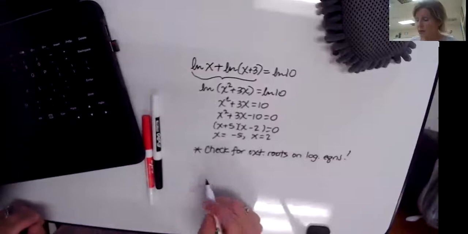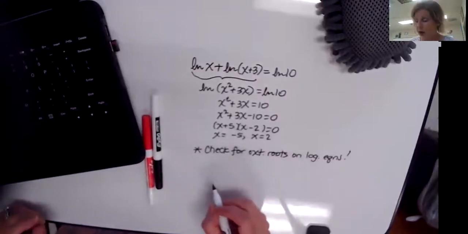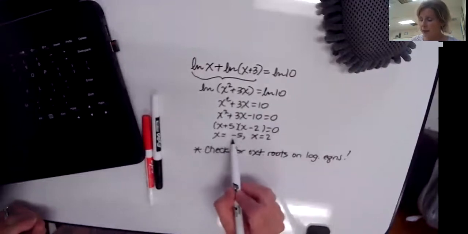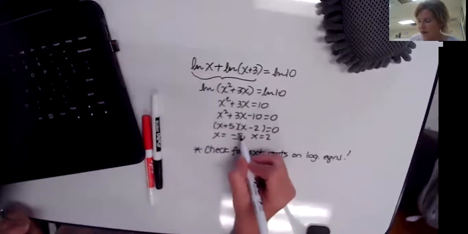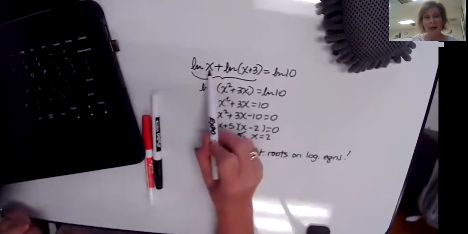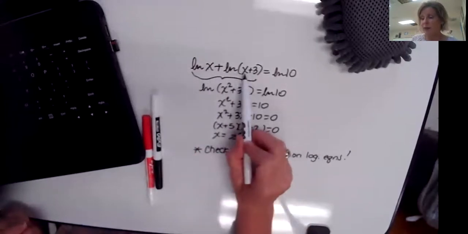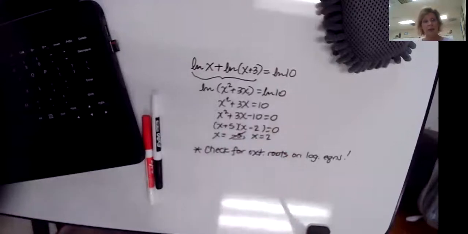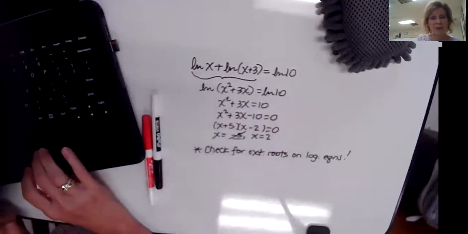What you're checking for is to make sure that neither -5 nor 2 makes you take the log of a negative. But look, if I plug in -5, I have to do ln of -5, and I can't do that. So that's an extraneous solution. If I plug in 2, I can do ln 2. My calculator would accept that. And when I plug in 2 here, it makes me do ln of 5. I can do that. All right? So 2 is good. -5 is extraneous.